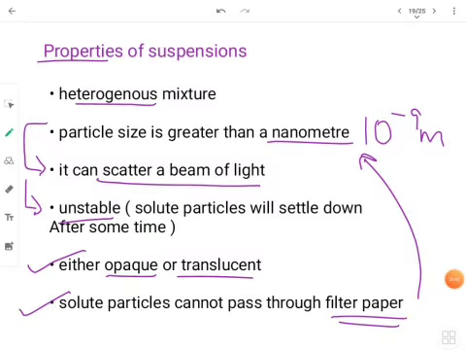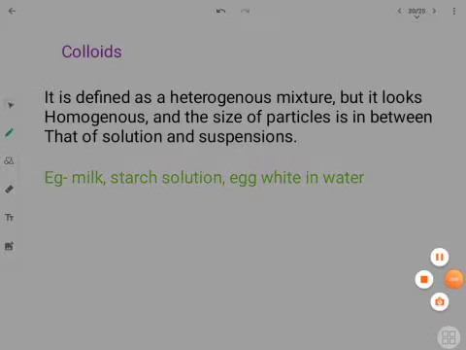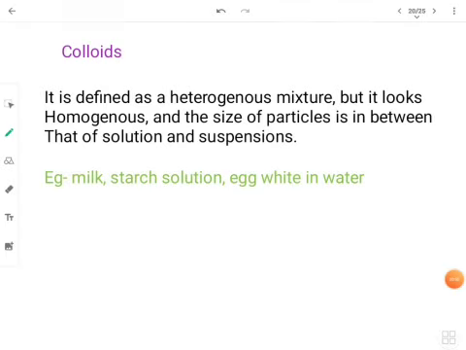Now lastly, let us discuss about the colloids. Now again, here also the colloids are an example of the heterogeneous mixture. That means there is no uniform composition. So let me tell you about its definition and the key points in order for you to check if it is a colloid or what.